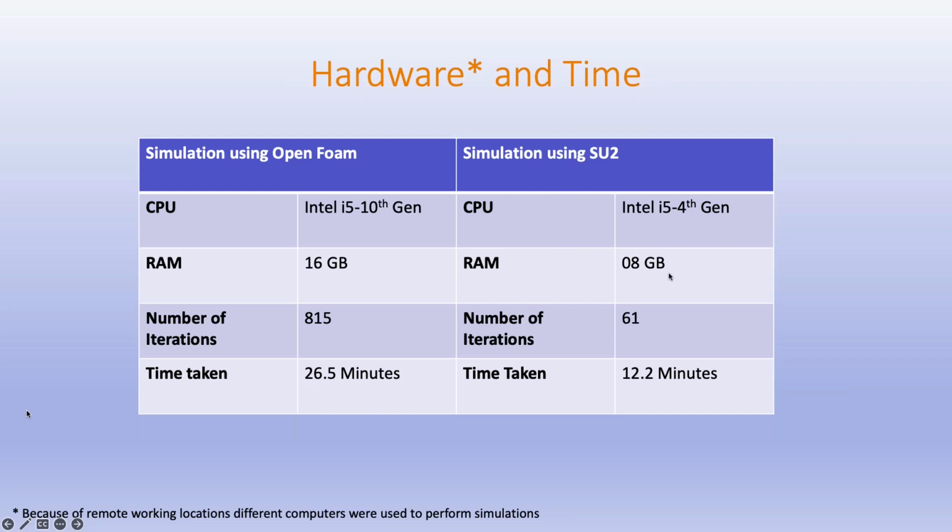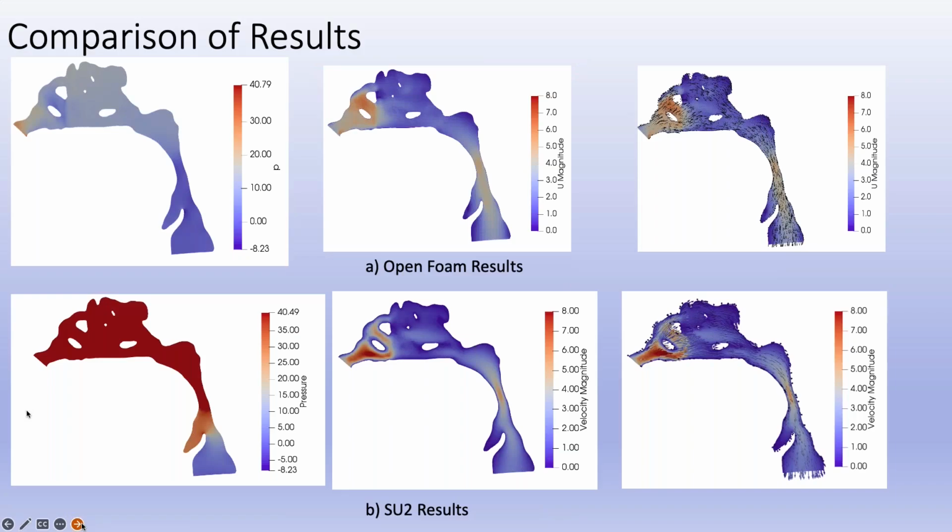Coming to the simulation using SU2, the PC used has an Intel i5 4th generation CPU and 8 GB of RAM, and the number of iterations, thanks to the multi-grid method, is just 61. The time taken was 12 to 13 minutes, that is, 12.2 minutes. So moving on.